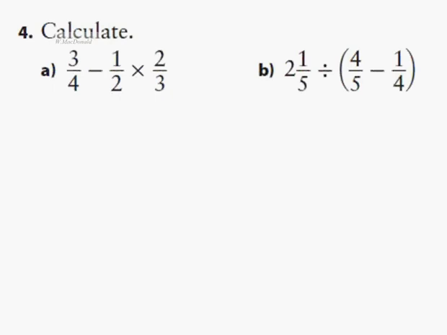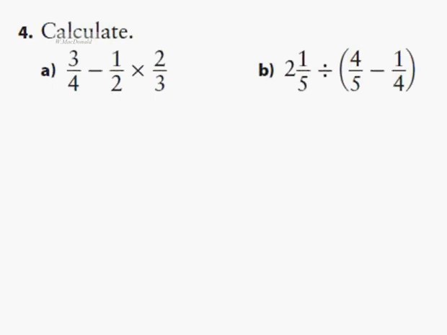Okay, grade 8, these are your 5.6 questions and answers from MathLinks 8. This is your last section of the fraction chapter before your test, and it's order of operations. The first question that was assigned was question 4, which has 3/4 take away 1/2 times 2/3.